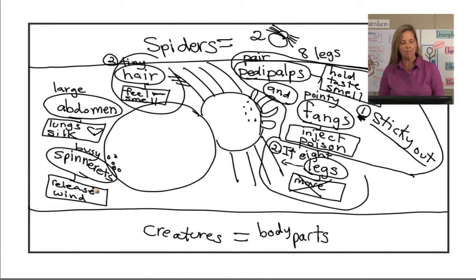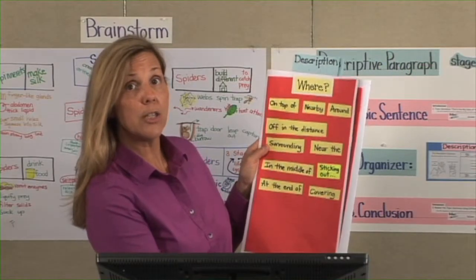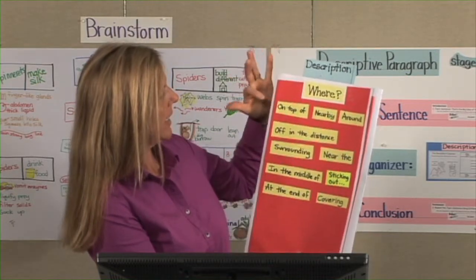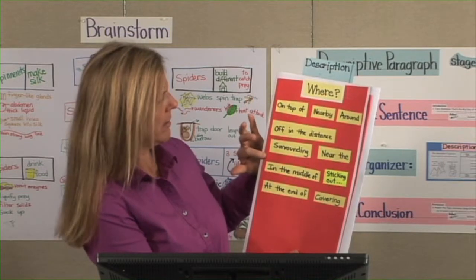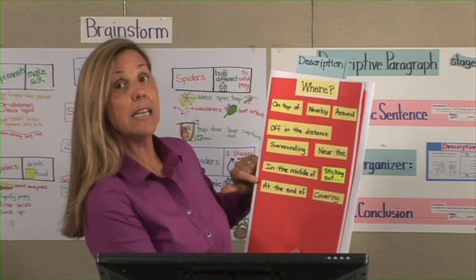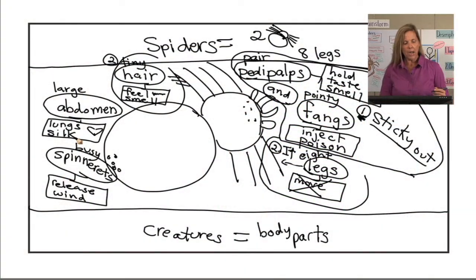Next, let's go down to the bottom. The large abdomen, I could say that. Let's see if I could use a transition. Where is the large abdomen? Is it on top of, surrounding, in the middle of? No. Sticking out? No, I already used that. At the end of the spider, I could say that. Or I could say the largest part of this spider is the abdomen, where there are lungs, the heart, and silk. I think that's too busy. Let's get rid of lungs and heart and just talk about where it makes the silk there. We don't need to have every single thing. Let's go back and say it again. The largest part of the spider is the abdomen, where it makes its silk. Much better. That's going to be number 3.